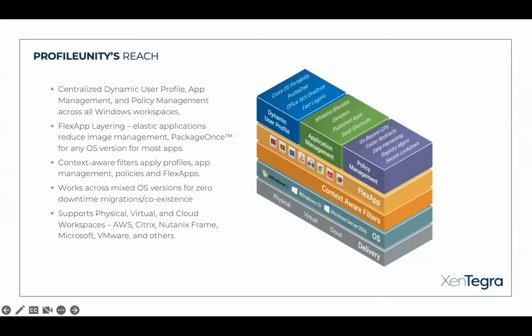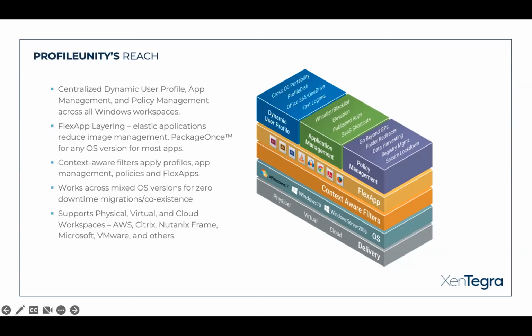So last slide, and then we're going to jump into the demo. Profile Unity, I would just say, offers these key advantages. Again, centralized dynamic user profile management. We talked about app and policy management across multiple Windows versions. It does retain profiles in native Windows format, which keeps them backward and forward compatible across operating systems. Those profiles can also coexist, like I mentioned earlier, across multiple operating systems. It does include application rights management at no additional cost.